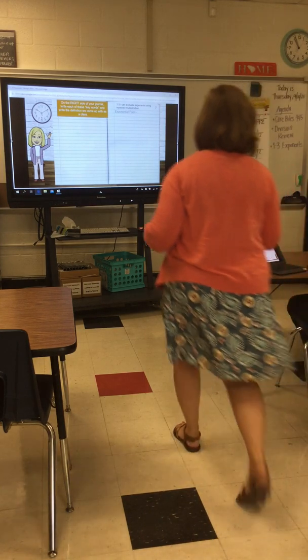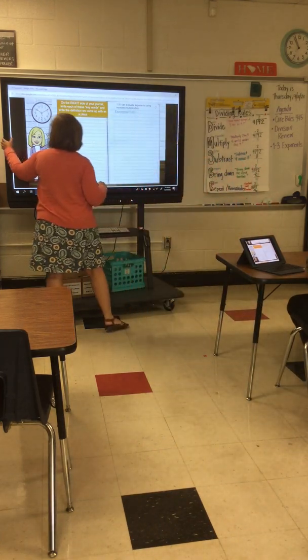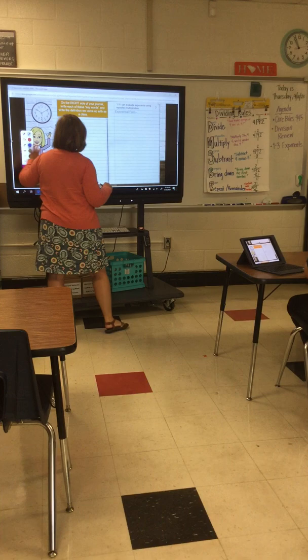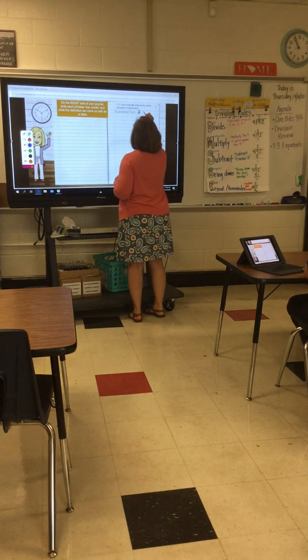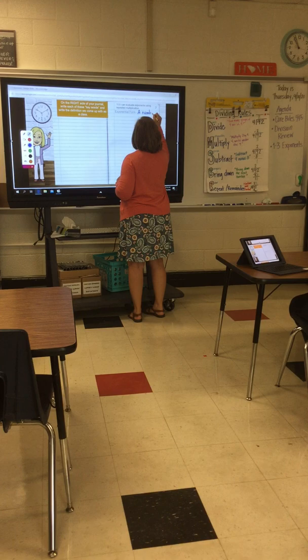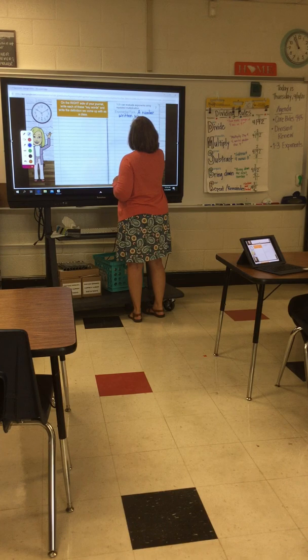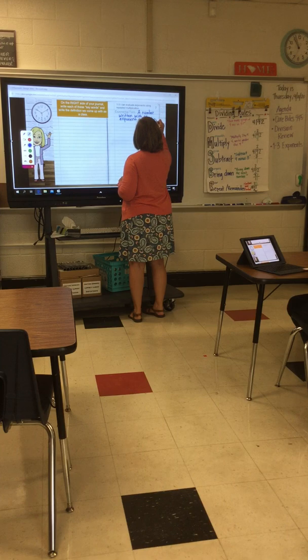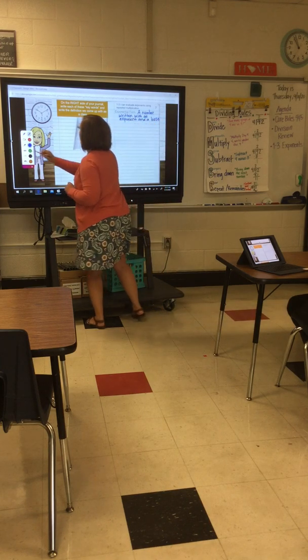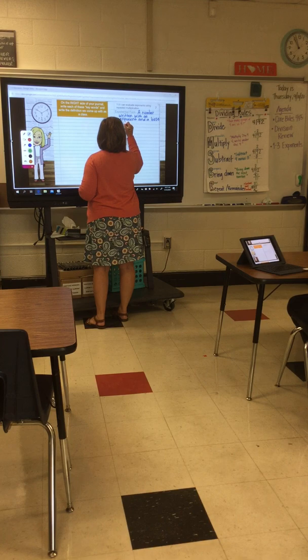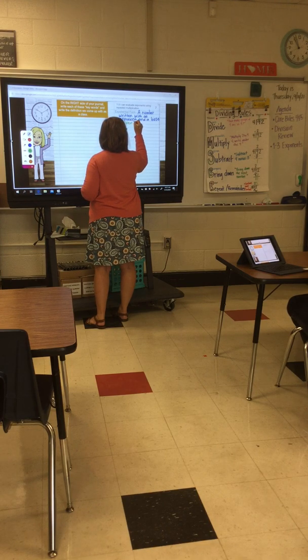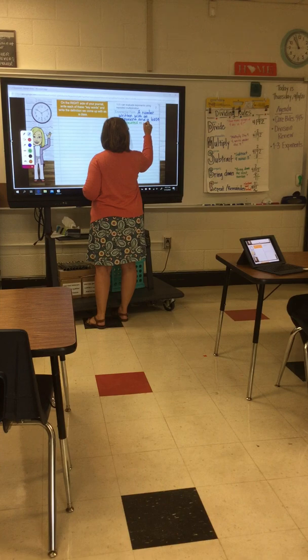All right, this is a new word for you, okay? This is something you have not learned before. Exponential form means a number written with an exponent and a base. It means repeated multiplication.